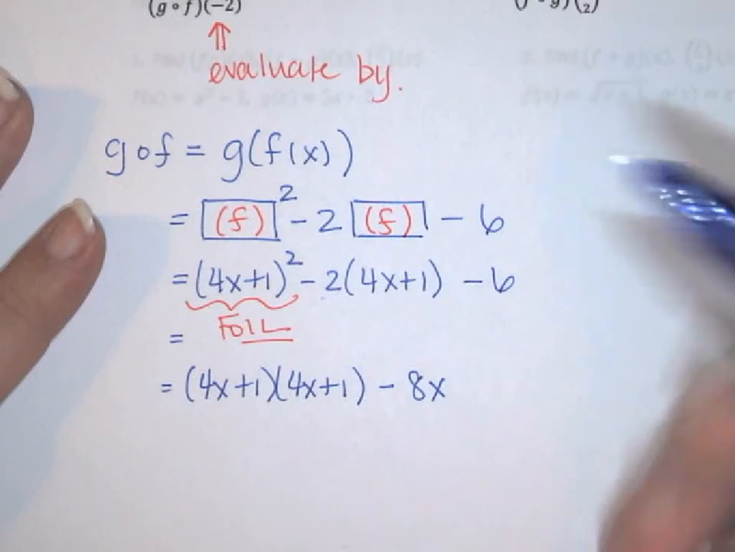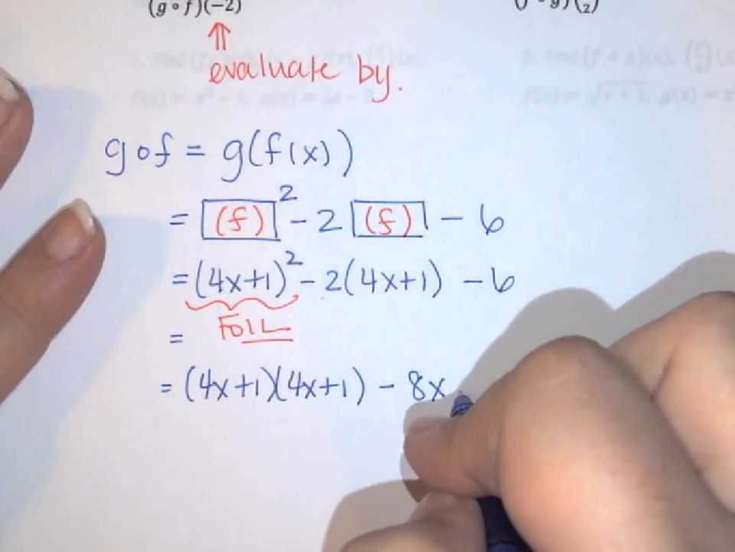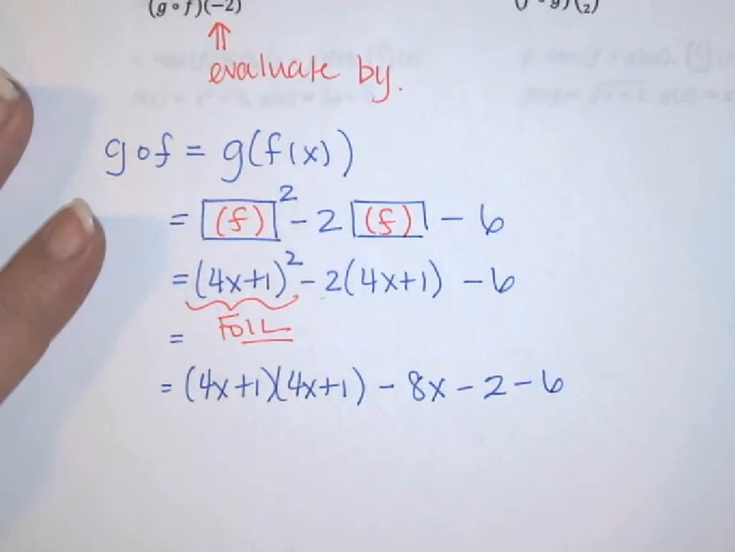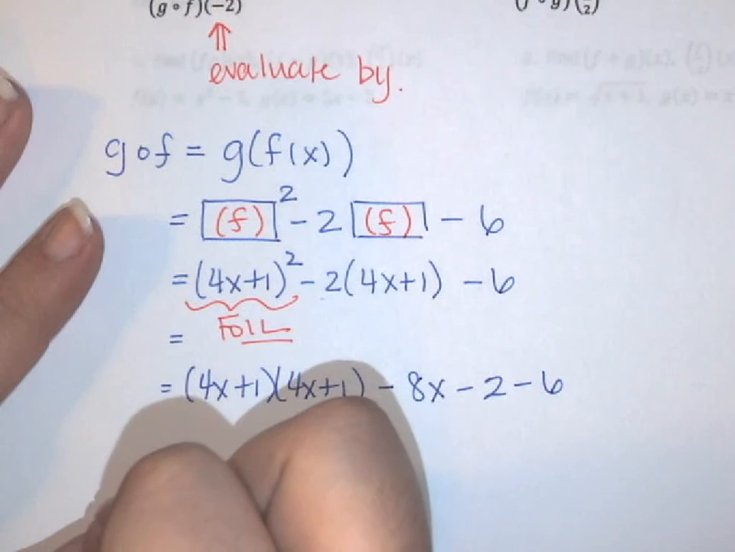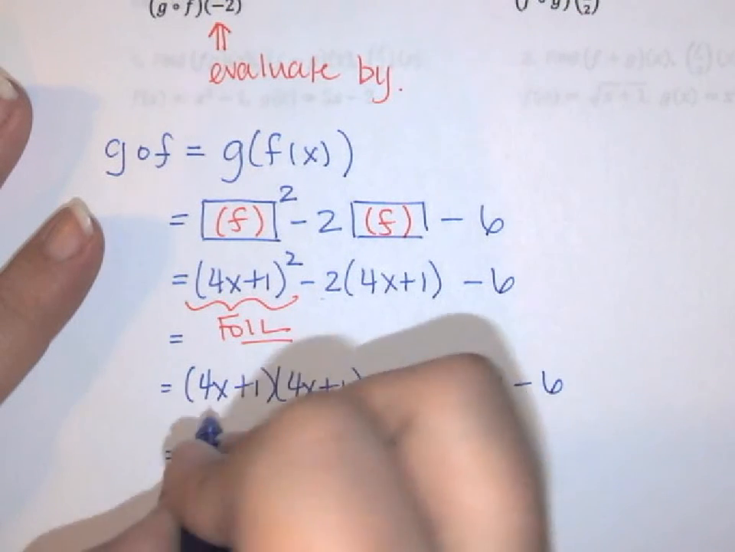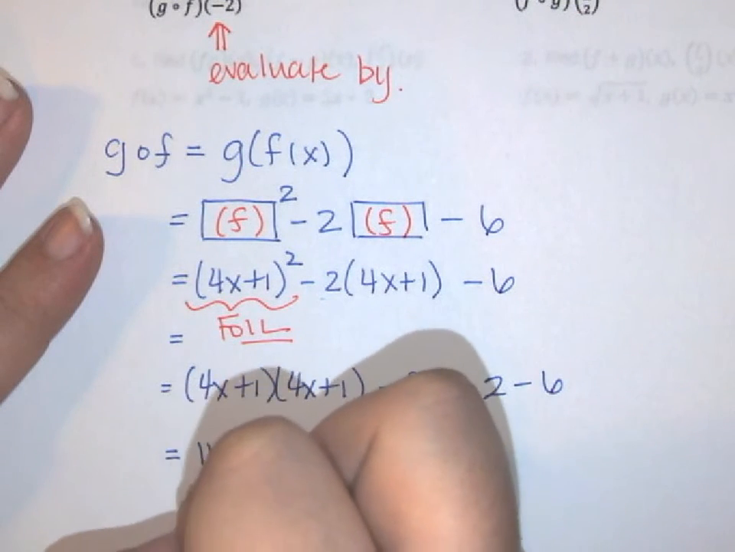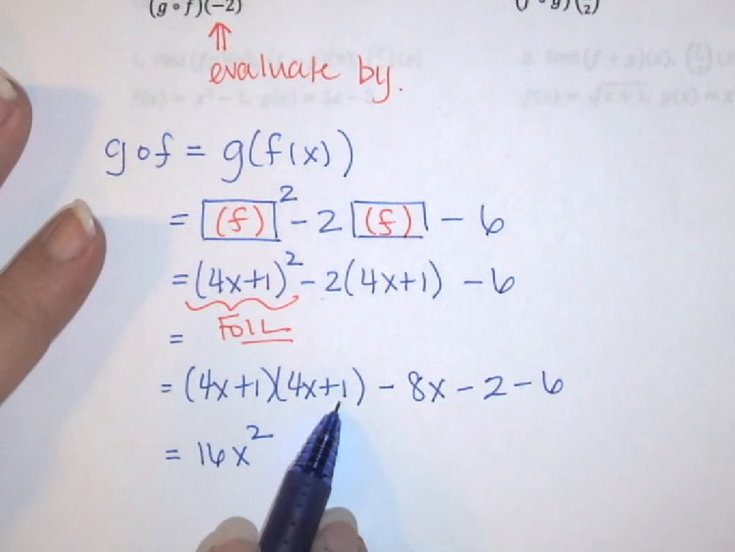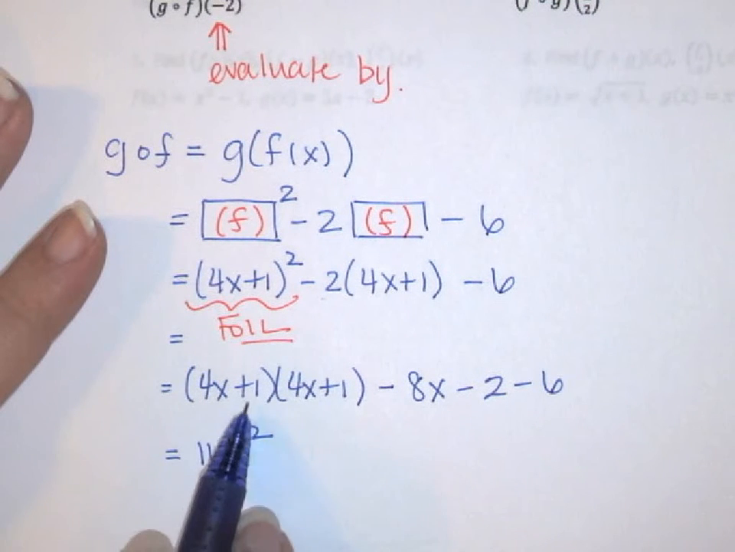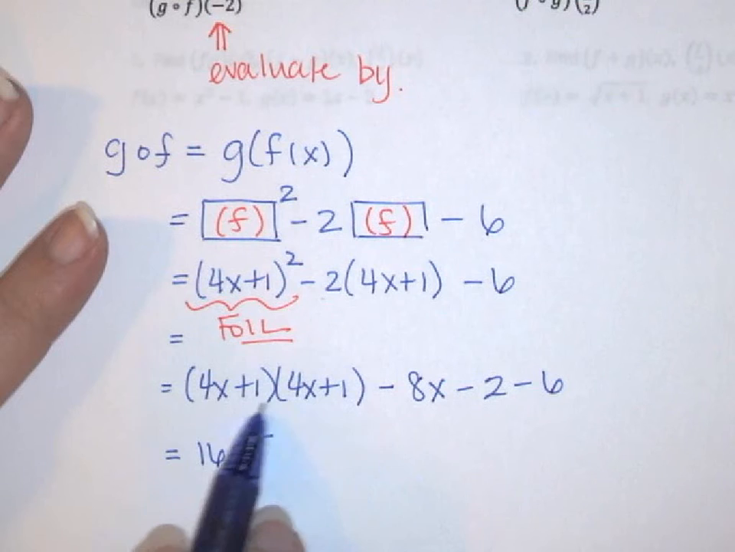Don't forget your x. And then -2 times 1 is a -2 minus 6. So now I need to FOIL this together, which says first, outer, inner, last. So this is going to be 16x squared. The outer is going to be 4x times 1, which is a 4x. The inner is a 4x times 1, which is 4x.